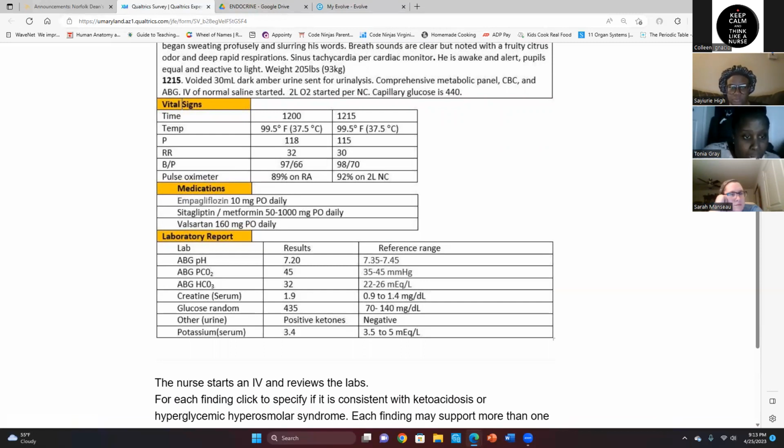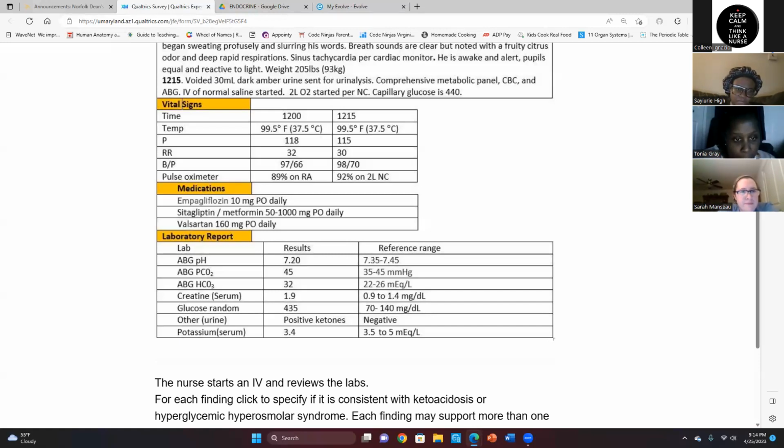Medication stayed the same, and now he got some lab results. So he got some ABGs, pH 7.20, which is outside the range. PCO2 45, right at the range, but a little high. ABG HCO3 32, high. Creatinine 1.9, high. Glucose 435, extremely high, and urine is positive for ketones. And potassium is 3.4, which is a little low.